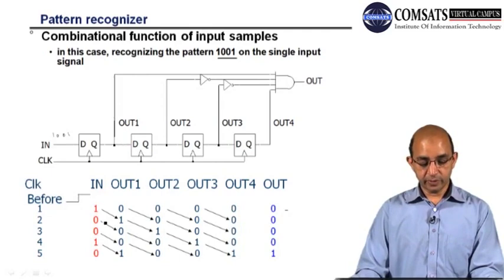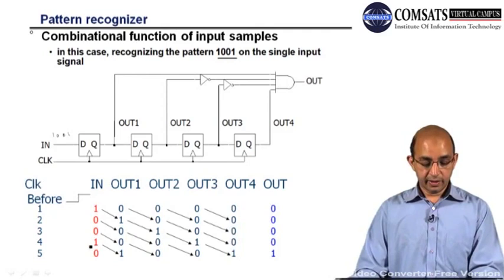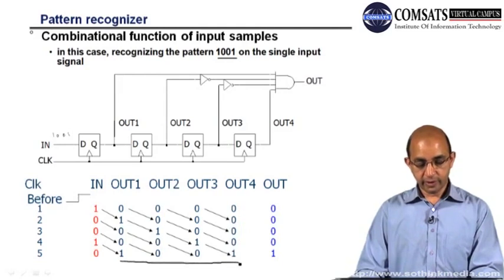On the arrival of the first clock pulse, that 1 will move here, and that 0 will move here, and that 0 will move here, 0 will move here. On the arrival of the second clock pulse, that 0 will move here, 1 will move here, 0 will move here, and this 0 will move here. And then on the fourth clock pulse, you can see 1, 0, 0, 1, and these are the four flip-flops.